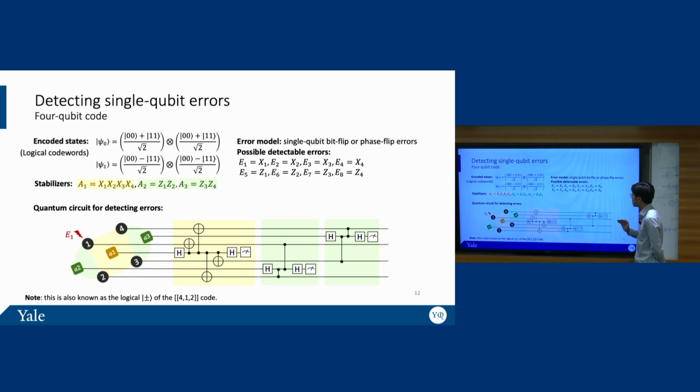Similarly, for all the others, you'll observe different patterns. And it's detectable, not correctable, because the patterns are not unique for each error, and you can get confused among the different errors, but they are all detectable.